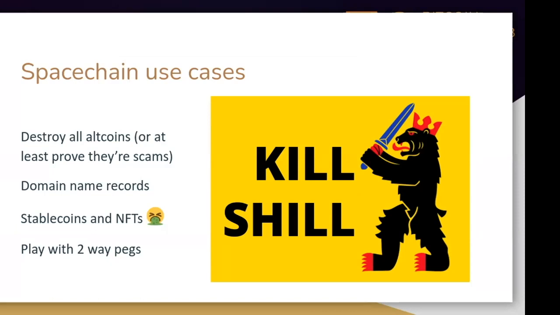You can also play with two-way pegs. If you've got an idea for a way to put Bitcoins onto these things and get them off, like that other guy was saying, what if you lock them up for 10 years instead of destroying them? Try it, and maybe it'll work better.